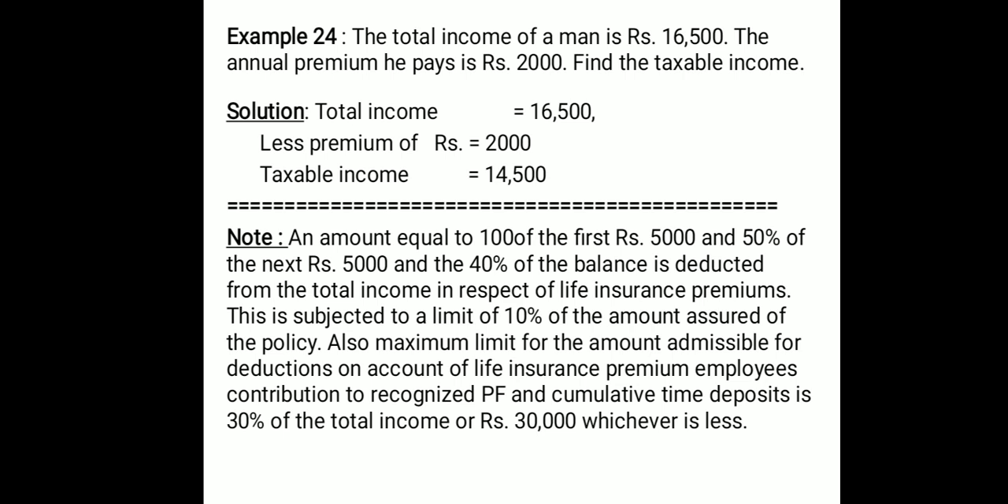Total income equal to this, less amount equal to 2,000, so taxable income equal to 14,500. That is the question, no? What is the taxable income. Next, the note is here. This is an important note. This is also very important in the case of MCQ also.